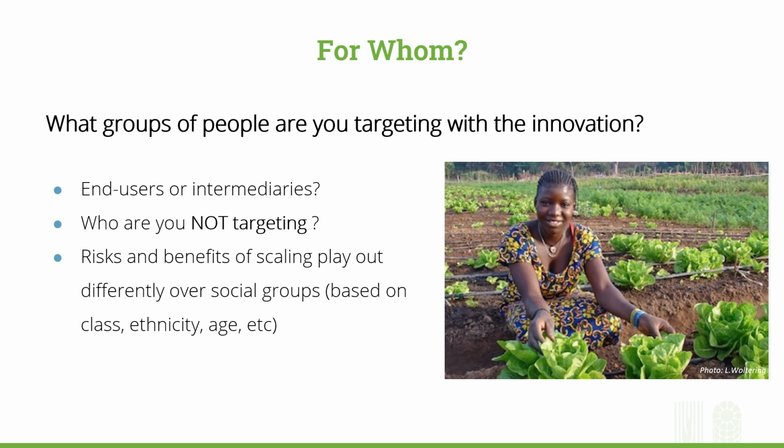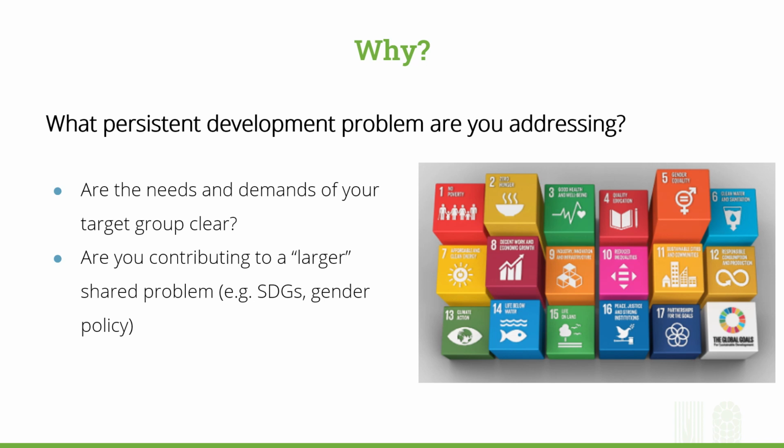It is also important to consider that risks and benefits of scaling play out differently over social groups. So poor women will probably have less benefits from an innovation than, for example, a rich male farmer, right? So we also have to be aware of it. You cannot just say we're targeting farmers. There's a lot of diversity there, which has implications.